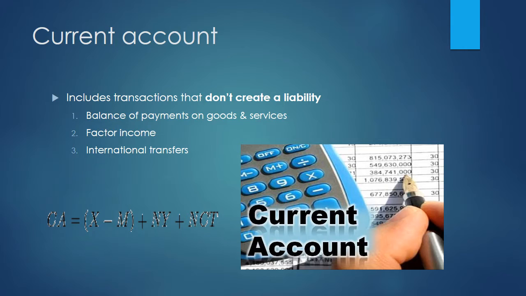So what we'd be thinking of would be three things. Balance of payments on goods and services, so you buy an item from another country, no liability. You buy it, it's bought, you get the item, they get the money. Factor income and international transfers, and on future slides we'll define each of these three things.